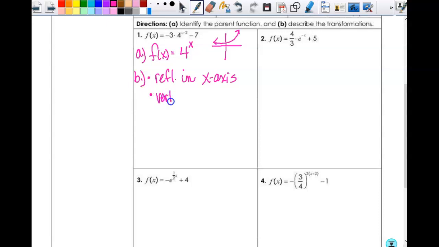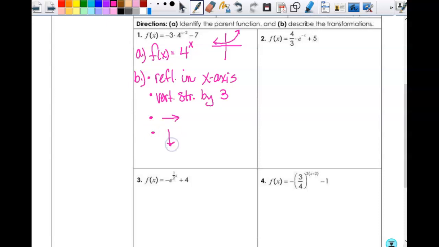Vertical stretch. Good. Vertical stretch by a factor of 3. The 4 is not a transformation. The 4 is part of the parent function. So then I move to that exponent. I got x minus 2. What does the 2 do? To the right 2, because it's with the x. Good. And then the 7?